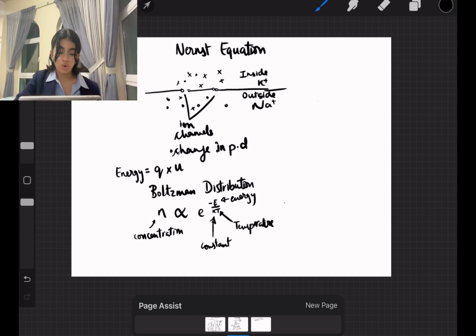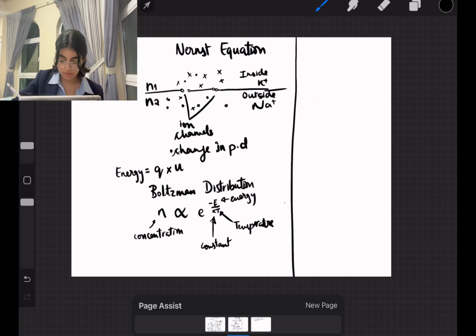And we can compare the density or the concentration of the inside and the outside. So let's say the inside is n1 and the outside is n2. To compare them, we would divide n1 by n2 equals e to the power of negative E1 divided by kT, divided by e to the power of negative E2 divided by kT.